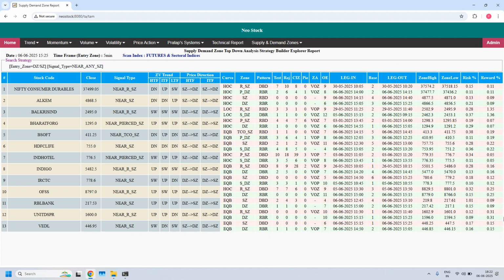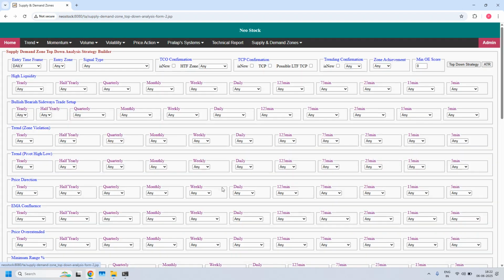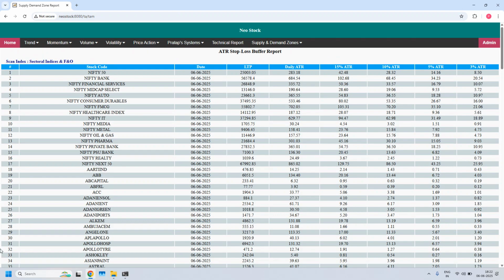So this is about finding the stocks near demand and supply zones. And in the final report, let us generate stop buffers based on daily ATR. First 17 in this list are indices, remaining all are equity stocks. I am scrolling the list down.